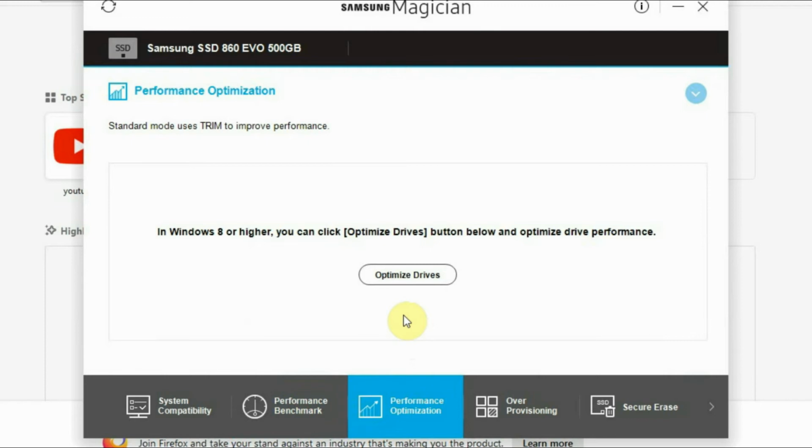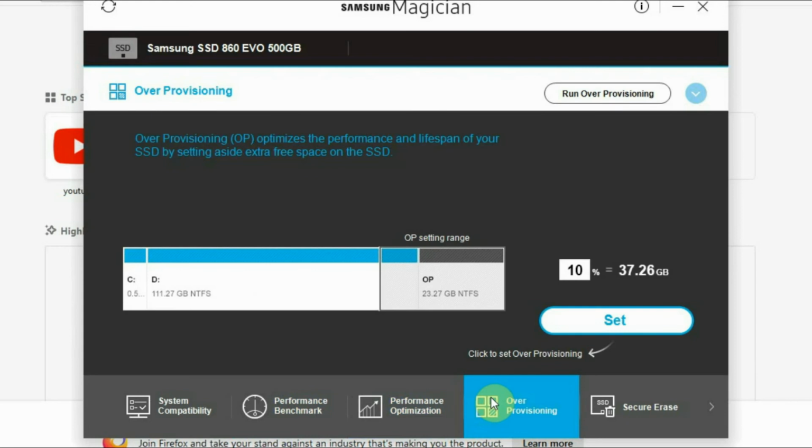Get an instant diagnosis of your drive, including total bytes written to assess the overall health and estimated remaining lifespan of your SSD.